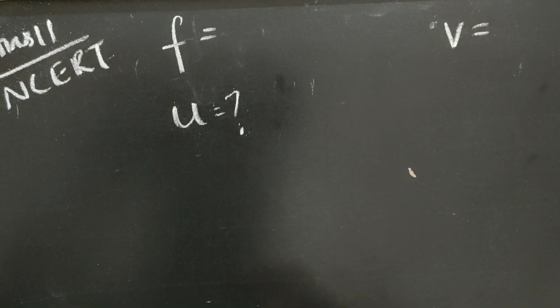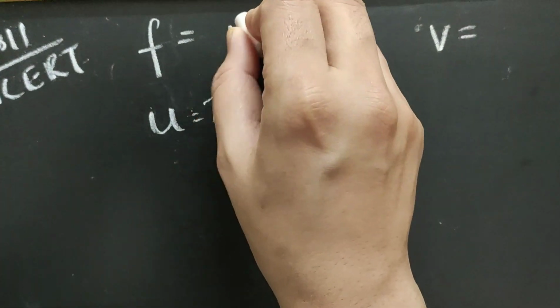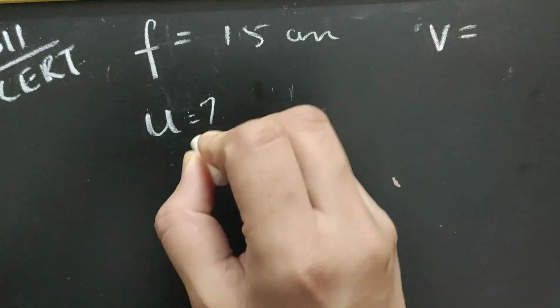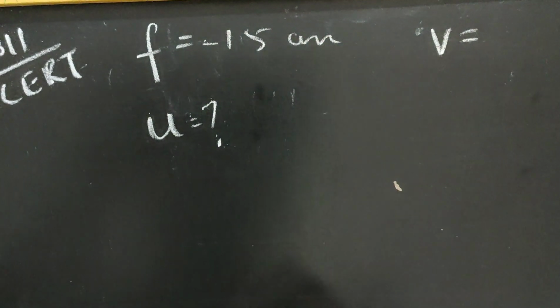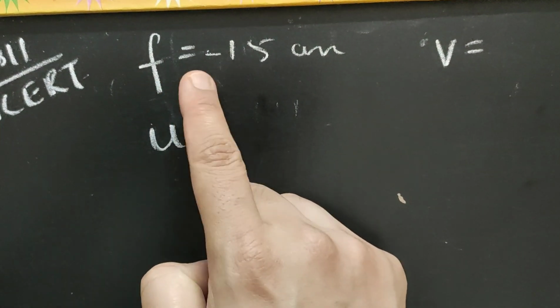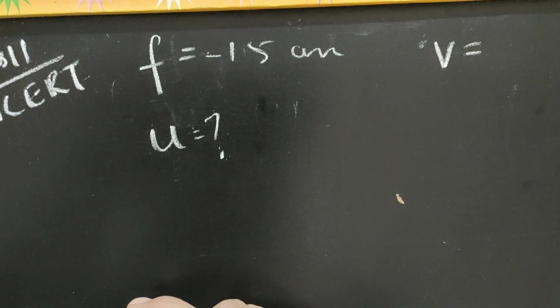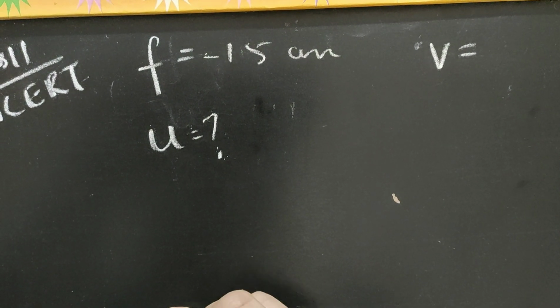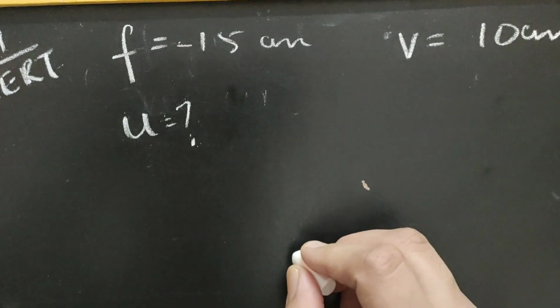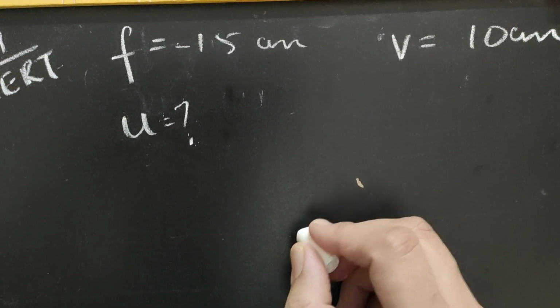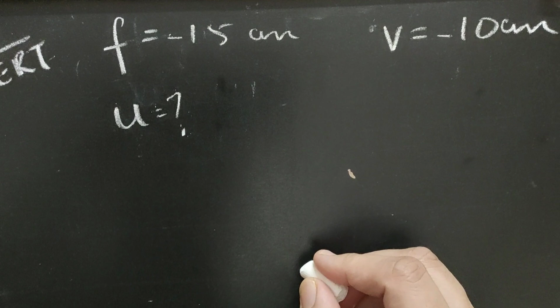So in the question, focal length is given as 15 centimeter. Since it is a concave lens, and we know by sign convention for concave lens we take focal length as negative, I have written focal length is minus 15 centimeter. Also it is given that the image is formed at 10 centimeter from the lens. As per sign convention, I will be putting a negative sign here as well.